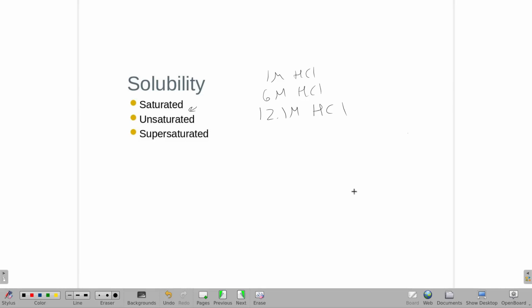Supersaturated is not something we can do too easily with HCl. There are plenty of things that we can supersaturate, and we take advantage of some cool properties with those. Something you might come in contact with on a relatively daily basis, possibly corn syrup. Corn syrup turns out it's just a supersaturated solution of sugar water. It just happens the sugars are actually coming from corn.